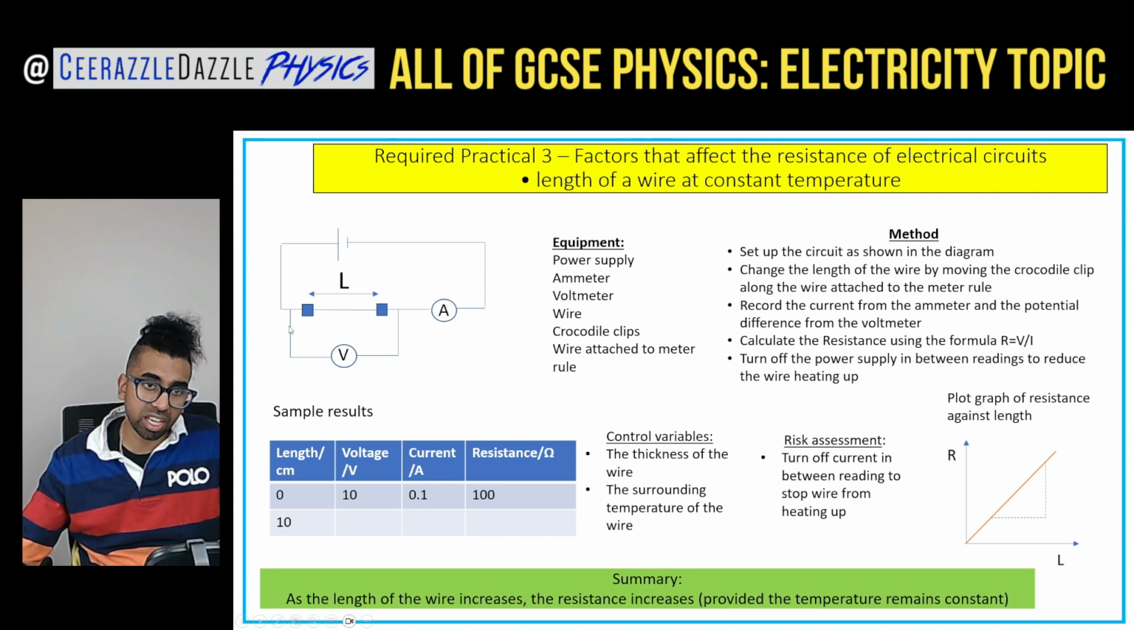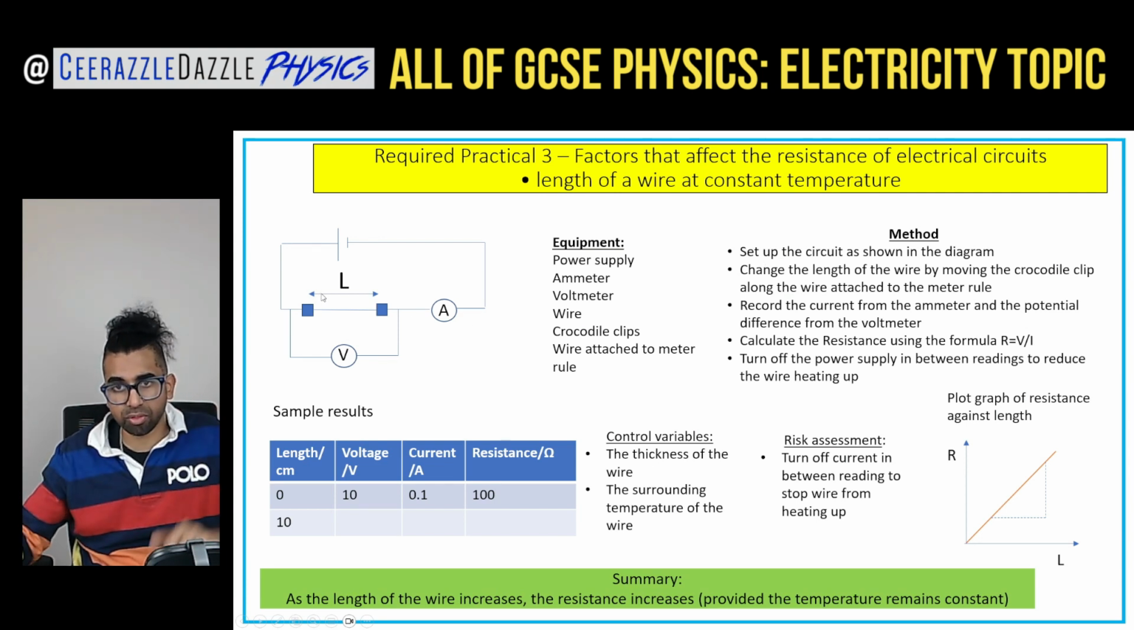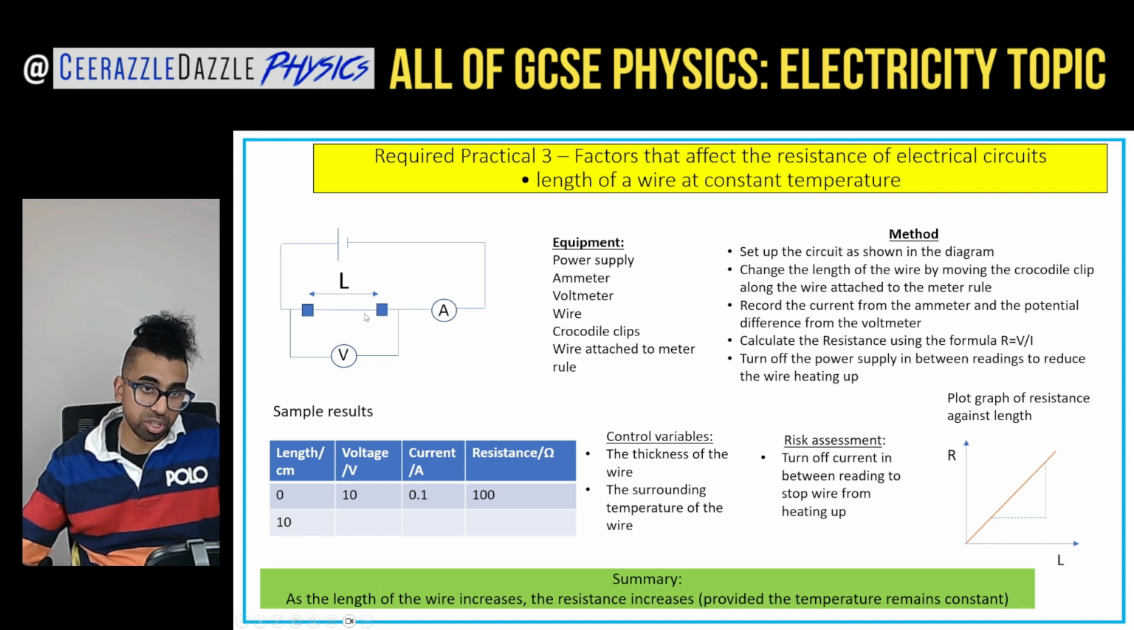So you set up the circuit as shown in the diagram. Change the length of the wire: you move the crocodile clips to change the length. You're going to measure the voltage from the voltmeter and the current from the ammeter, and then calculate the resistance by doing the voltage divided by the current. Then you put that value into your table of results, with the length, voltage, current, and resistance.